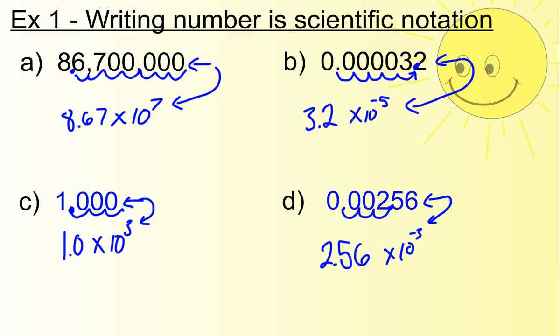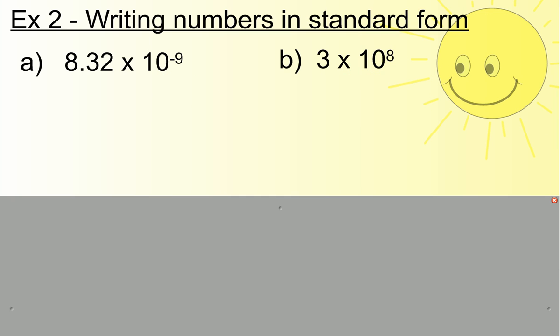So we now understand how to take a number in standard form and write it in scientific notation. The next example, we're going to do just the opposite. We're going to take a number in scientific notation and write it in standard form. So honestly, it's going to be just the opposite method.